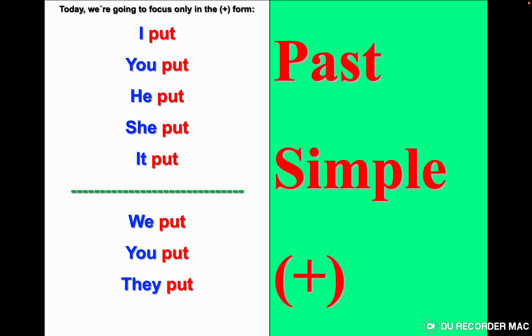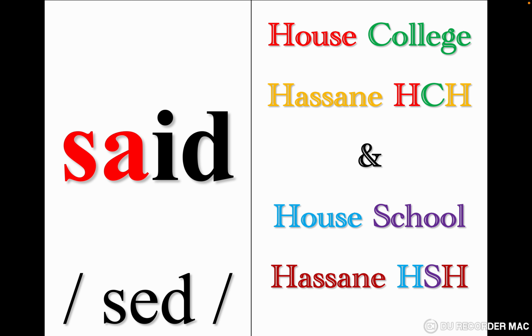Say. We are going to change Y to ID. But this verb, many students pronounce it badly. They pronounce it said, and that's not correct. The correct pronunciation of this verb is said, like read. You need to practice this verb a lot because we use it all the time, every day.